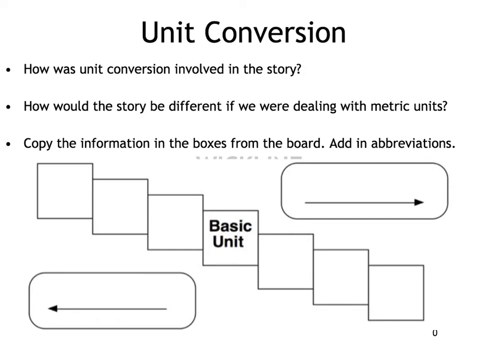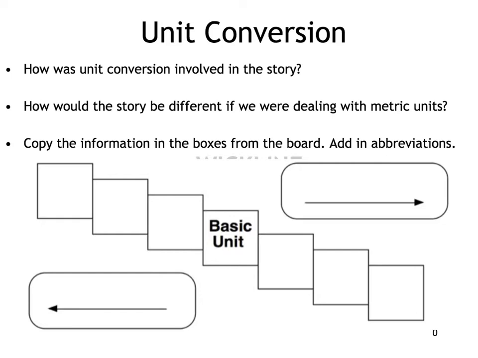So unit conversion was involved in the story because the characters were playing around with different units, like dozen is a unit that was in the story, and ounces and cups were units that were in the story. But in the end, they were all talking about the same volume of coffee or the same number of donuts. It was just that they were expressing it in different units.